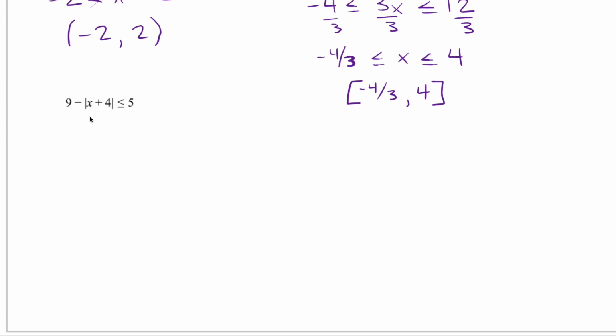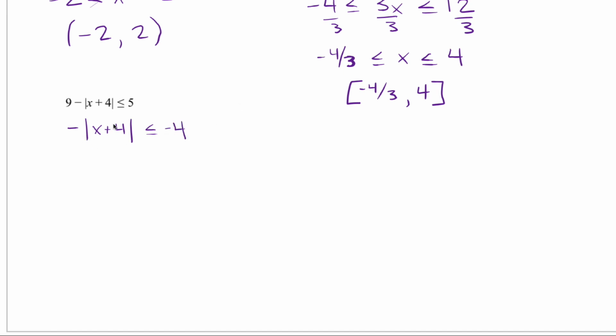Okay, in this example, the absolute value of x plus 4 is not isolated. So that means that we're going to have to subtract 9 from both sides. That negative is still in front of the absolute value bars. So when I subtract 9 from 5, I get negative 4.